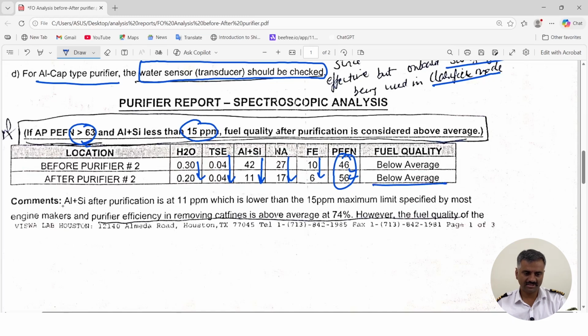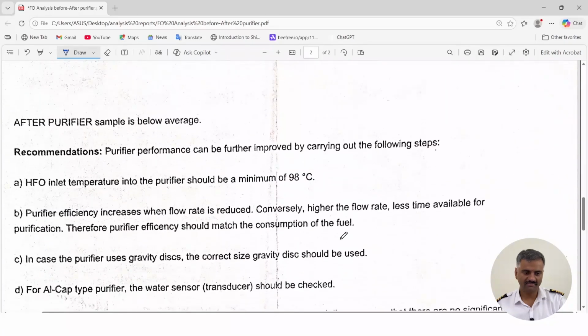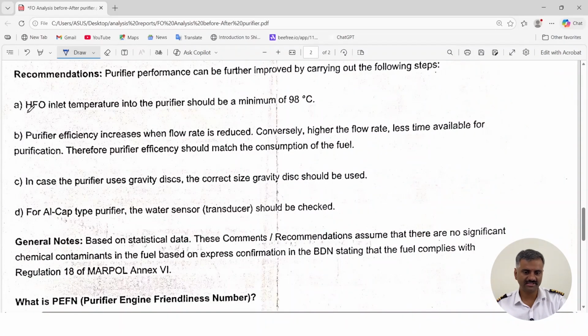And it is saying in the comments that alumina plus silica is at 11 ppm, which is lower than the 15 ppm maximum limit, and purifier efficiency is above average at 74%. They are reducing the cat fines. However, the fuel oil quality is below average. Recommendations are similar: maintaining the fuel oil temperature at 98 degrees centigrade, reducing the flow rate, checking the gravity disc, and checking the water transducer for the Alcap purifier in the Alfa Laval system.